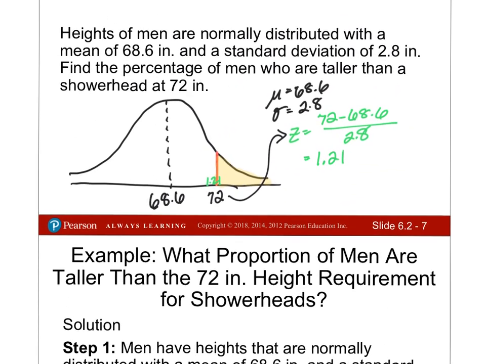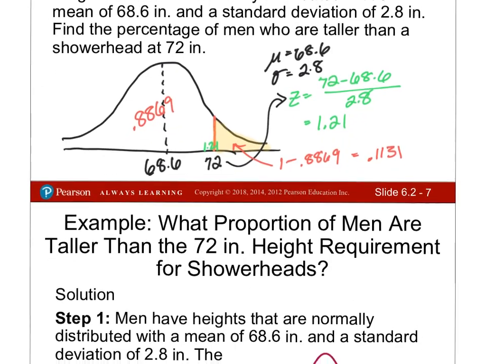The area in the table that they give us is the area to the left, because our table only gives us left areas. So we'll just look up the area to the left, and that area to the left from the table for 1.21 is 0.8869. So to find this area, you're going to do 1 minus 0.8869. What's that, 0.1131, something like that. And that's the percentage of men who are taller than 72 inches.